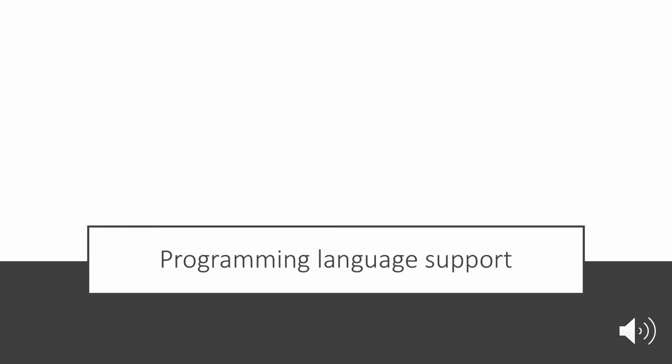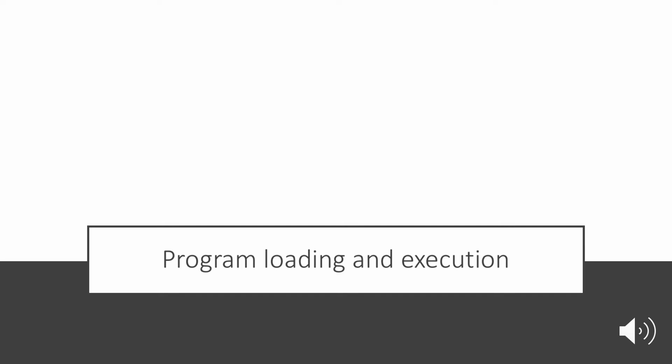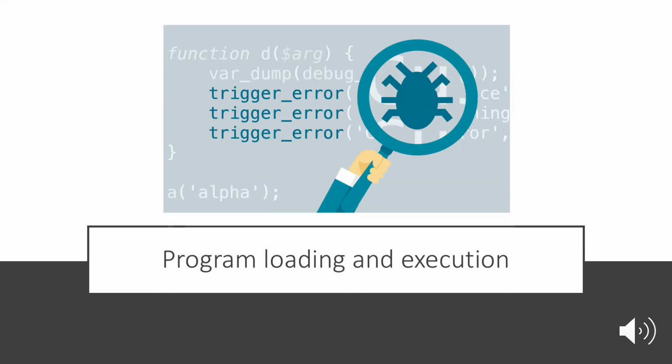Programming language support. Compilers, assemblers, debuggers, and interpreters are often provided with the operating system or available as a separate download for common programming languages such as C, C++, Java, and Perl. Program loading and execution. The system may provide absolute loaders, relocatable loaders, linkage editors, and overlay loaders. Debugging systems for either higher level languages or machine language are needed as well.